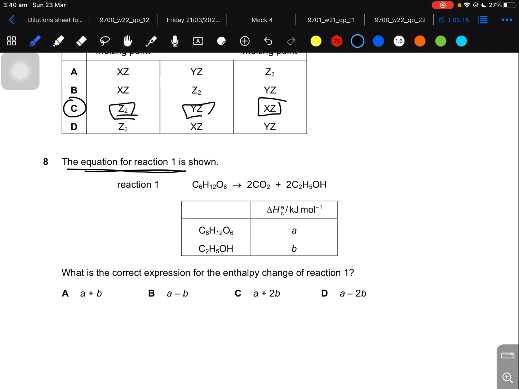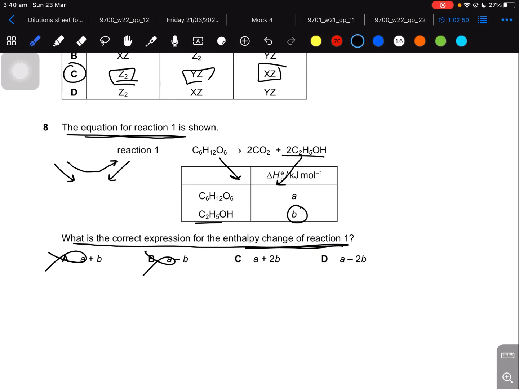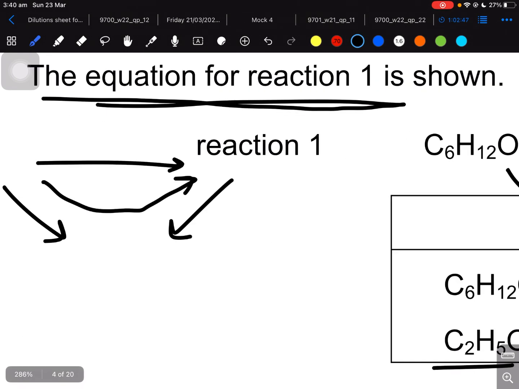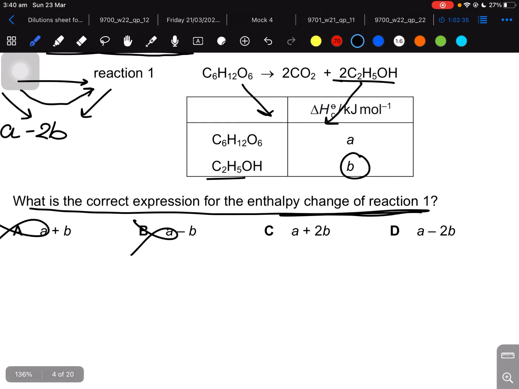Equation for reaction 1 is shown. What is the correct expression for the enthalpy change of reaction 1? Okay, so reaction 1, you have combustion of this and this. It's going to be 2 of whatever this is, so 2B, so anything that doesn't have 2B is wrong. Since it's combustion and you have arrows pointing like this, this is the route the reaction is following. These are going the same direction, so this is going to be positive. These are going in the opposite direction, so it's going to be negative, minus 2B.